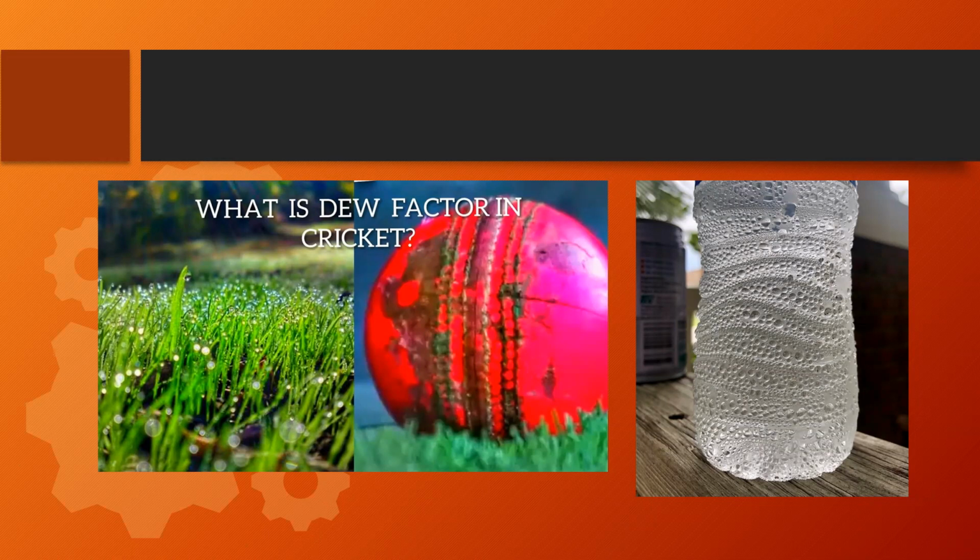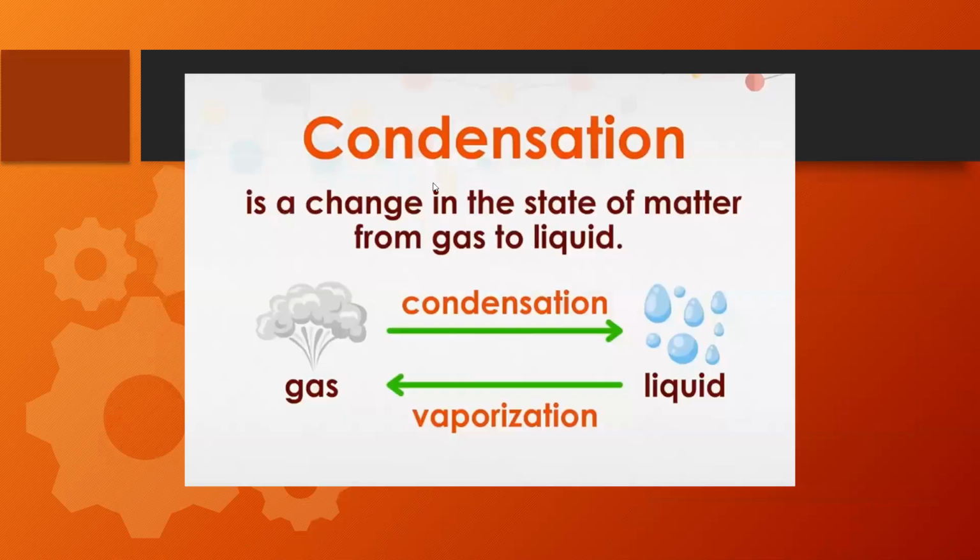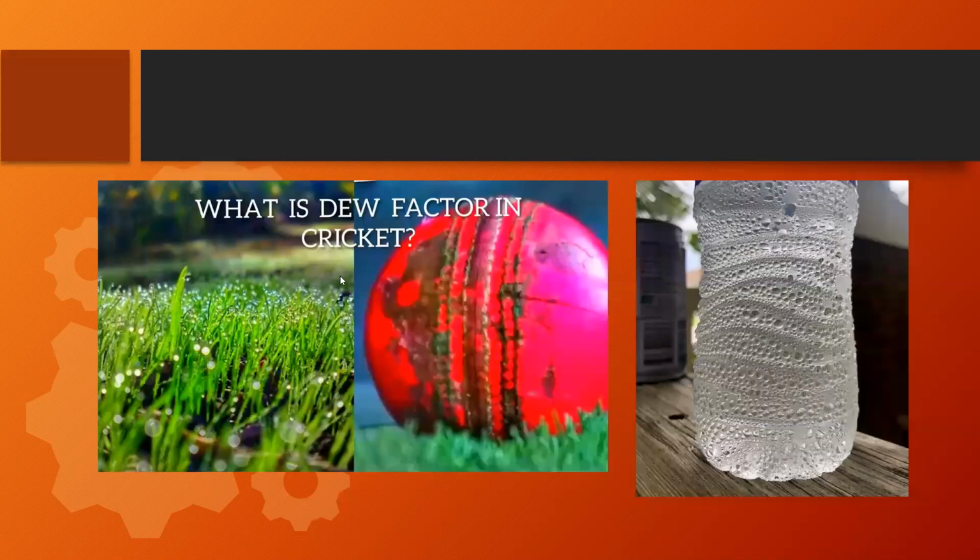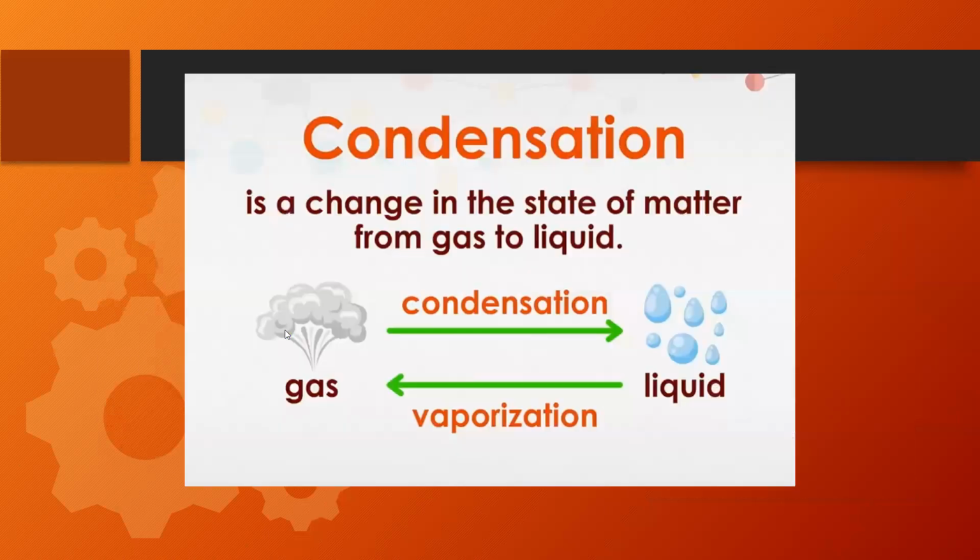Let us understand that. First of all, what is dew? Dew is nothing but a process of conversion of water vapor, which is there around us, into liquid water, right? It is nothing but gas into liquid. So it is condensation. It is a change in the state of matter from gas to liquid. So why do you think it will change from gas to liquid? Understand from the geography point of view.